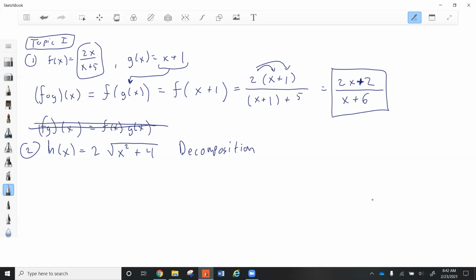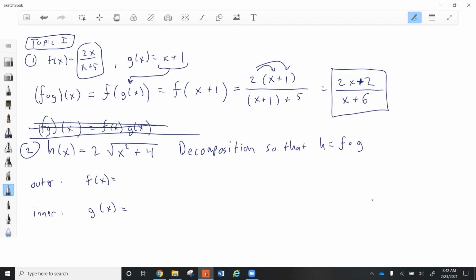So the idea is we want to decompose it into 2 functions so that h, the function I'm giving you here, 2 times the square root of x squared plus 4, is f composed with g. So f is going to be our outer function. And then g is going to be our inner function.